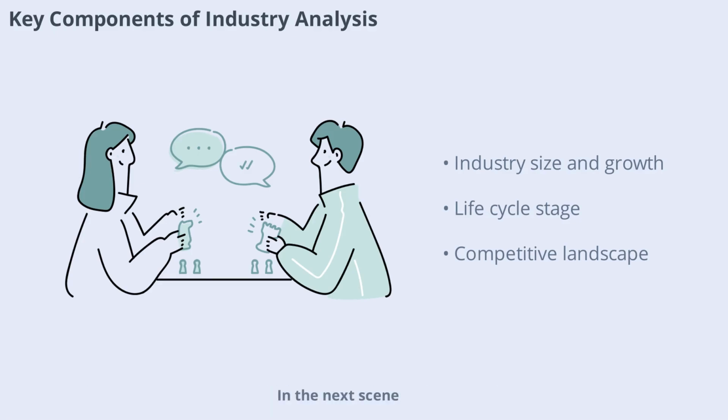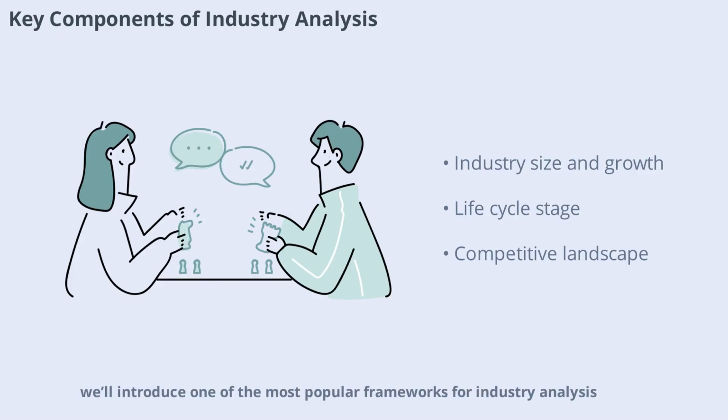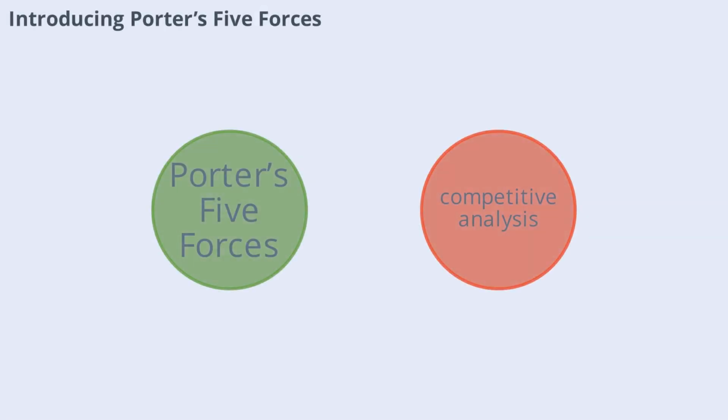In the next scene, we'll introduce one of the most popular frameworks for industry analysis, Porter's Five Forces. Porter's Five Forces is a powerful framework developed by Michael Porter to analyze the competitive forces shaping an industry. It examines 5 key areas: the threat of new entrants, the bargaining power of suppliers, the bargaining power of buyers, the threat of substitute products or services, and the intensity of competitive rivalry. By evaluating these forces, businesses can better understand the dynamics at play and develop strategies to improve their market position.